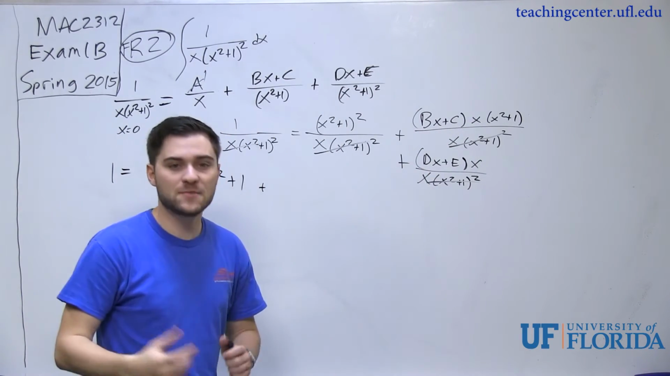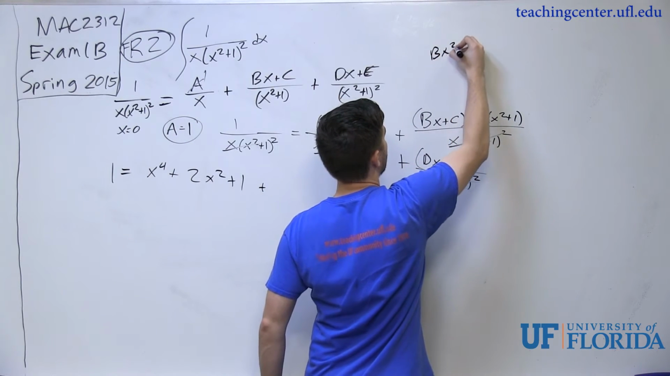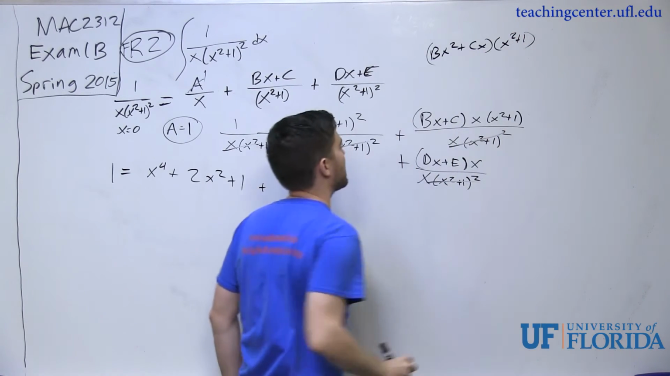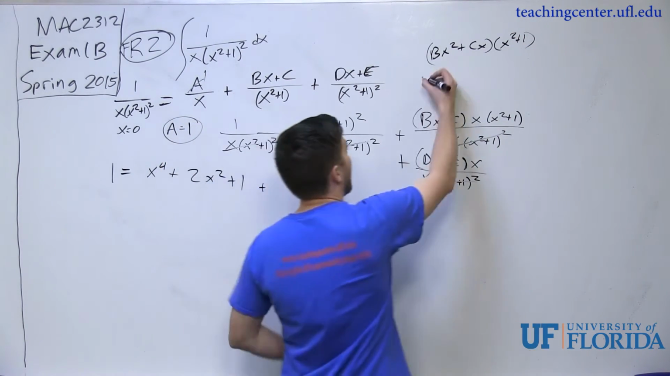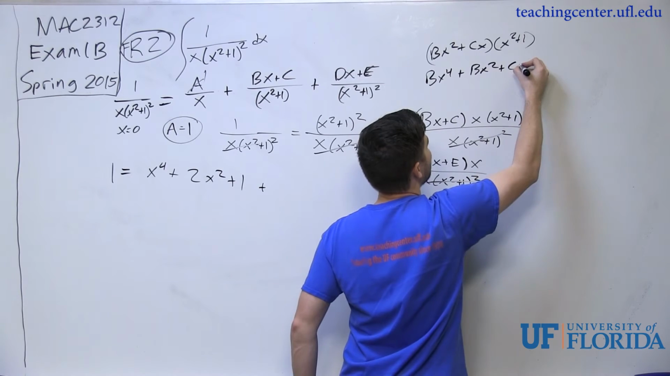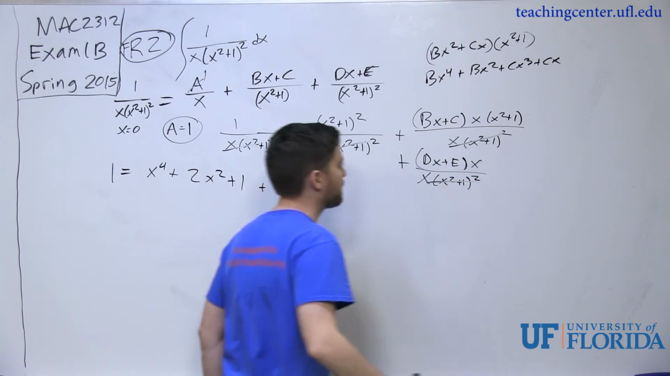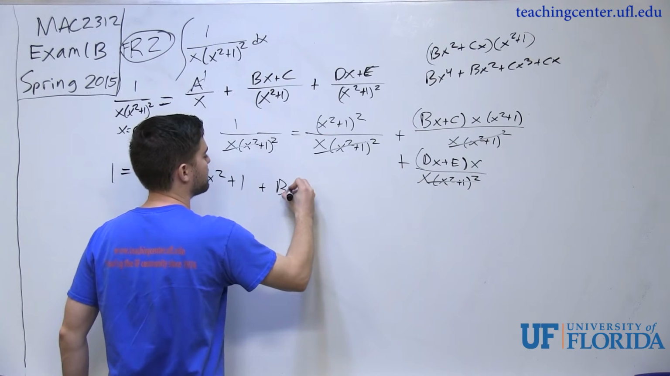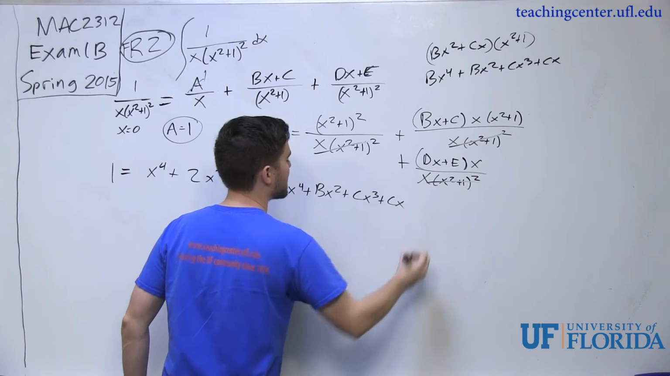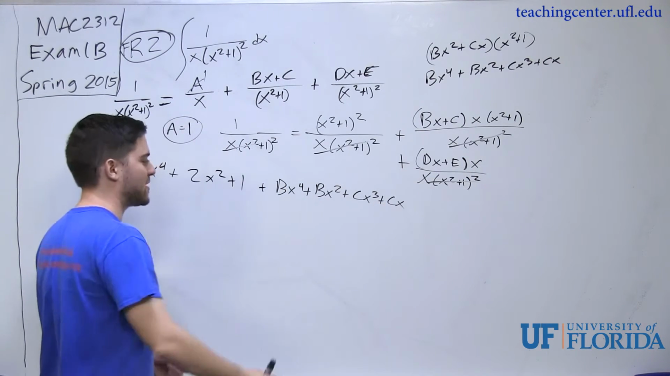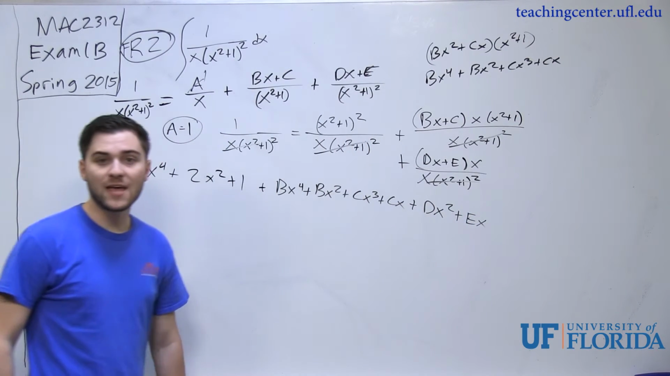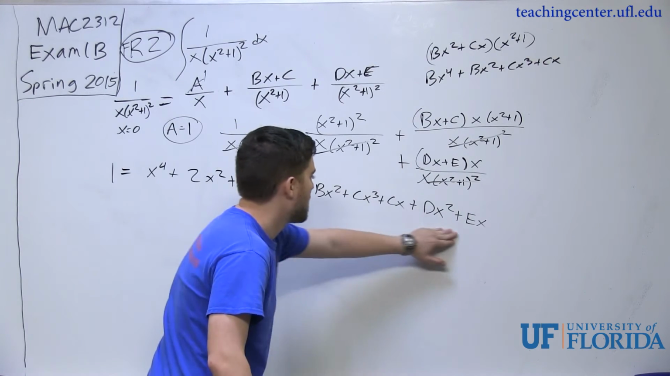So Bx plus C times x is just Bx squared plus Cx. And that's times (x squared plus 1). So what that requires me to do is FOIL that term out. I end up getting Bx to the 4th plus Bx squared plus Cx cubed plus Cx. So that's what I'm going to write here. Now to compensate for this last term, that's pretty straightforward. I just end up getting Dx squared plus Ex. So I now have my entire equation.